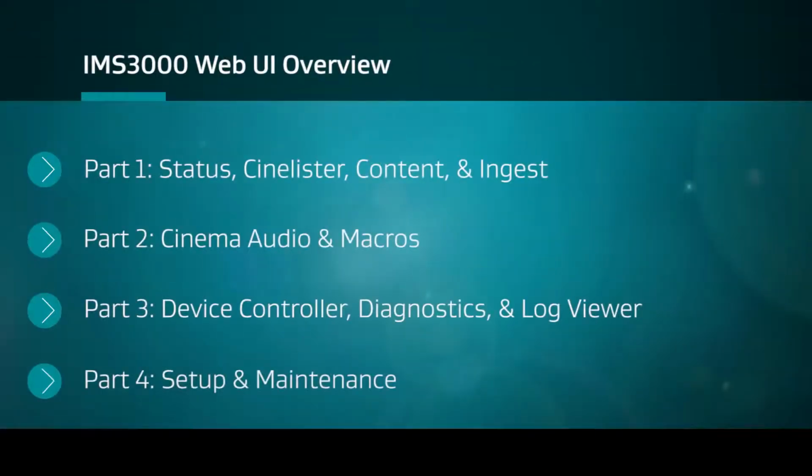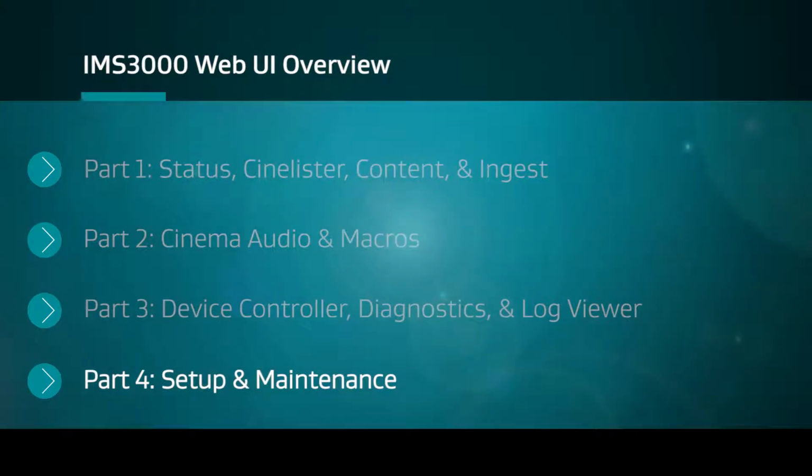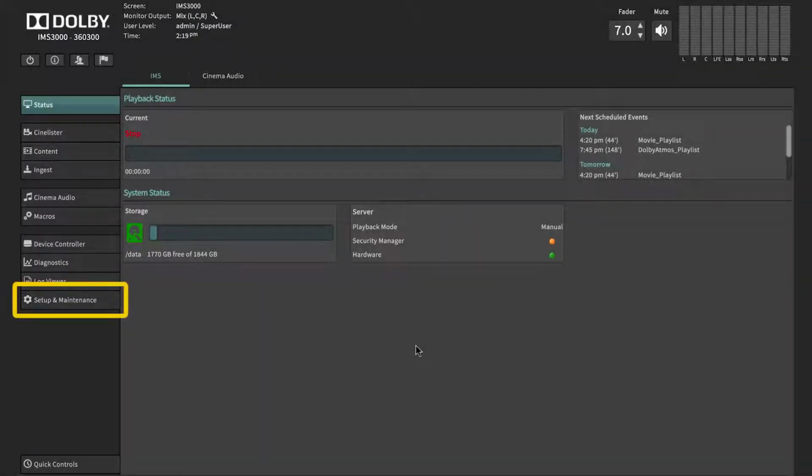This video series will provide an introduction to the Dolby IMS3000 web user interface. The overview is made up of 4 short videos. This is the final video of the series, which will walk the user through setup and maintenance of the device. The setup and maintenance menu consists of 6 menu options.